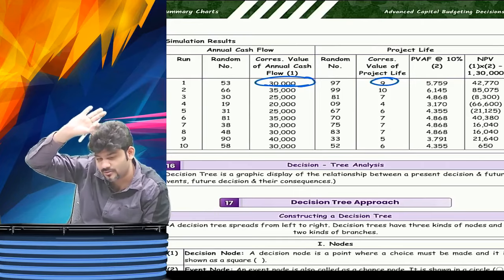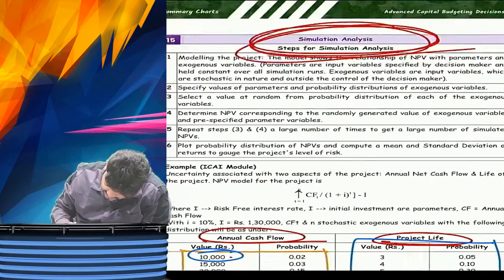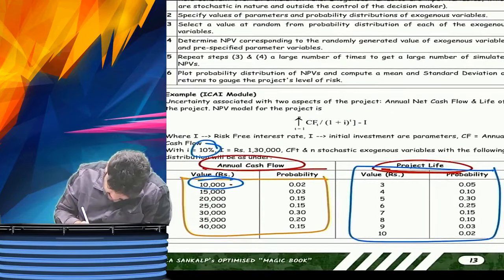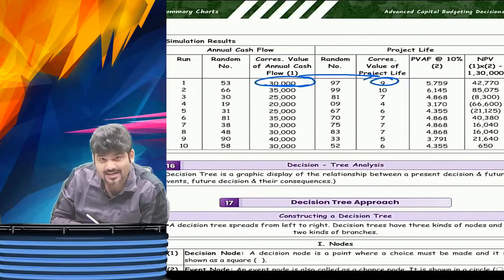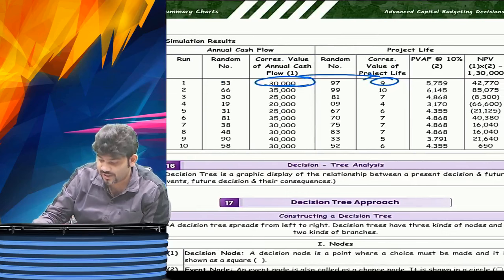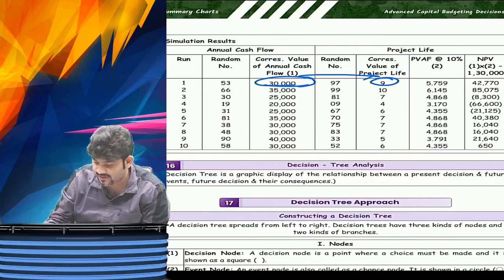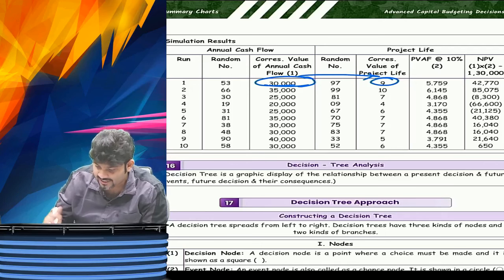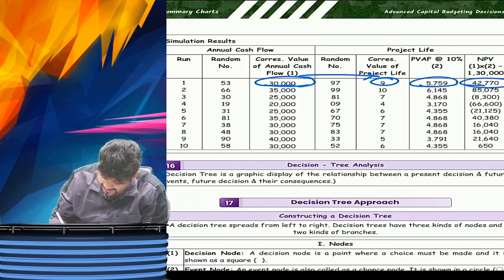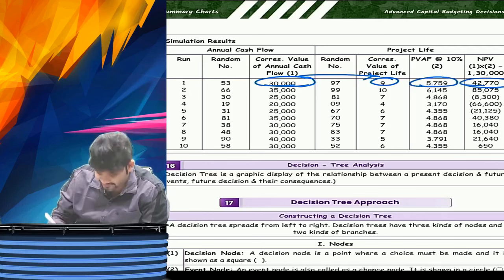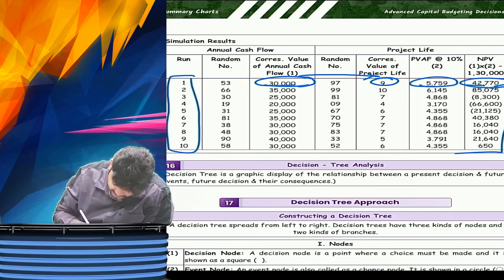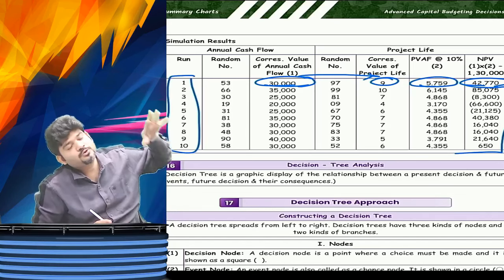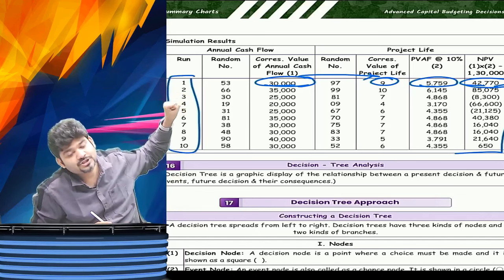So, discount for 9 years. What is the discounting rate that is given in the question? It will be given in the question and it is 10%. So, discount 30,000 at 10% for 9 years. So, 1 divided by 1.1, 1, 2, 3, 4, 5, 6, 7, 8, 9. The calculator will give you 5.579 as the factor for NPV. In this way, we have to calculate the NPV for all the 10 runs which are possible. And this is how you complete the simulation analysis.